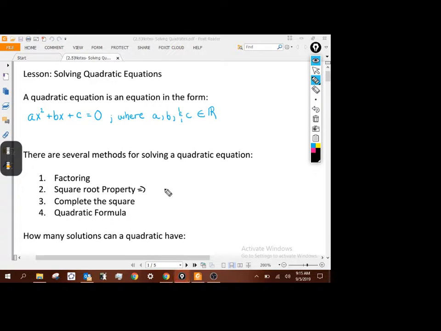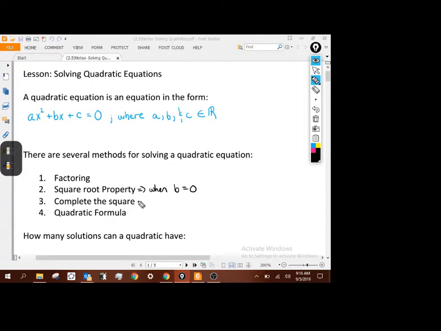The square root property can only be used when your B term equals 0. Your B coefficient is 0, so essentially you don't have an X term, or a BX term. Then you can use the square root method.